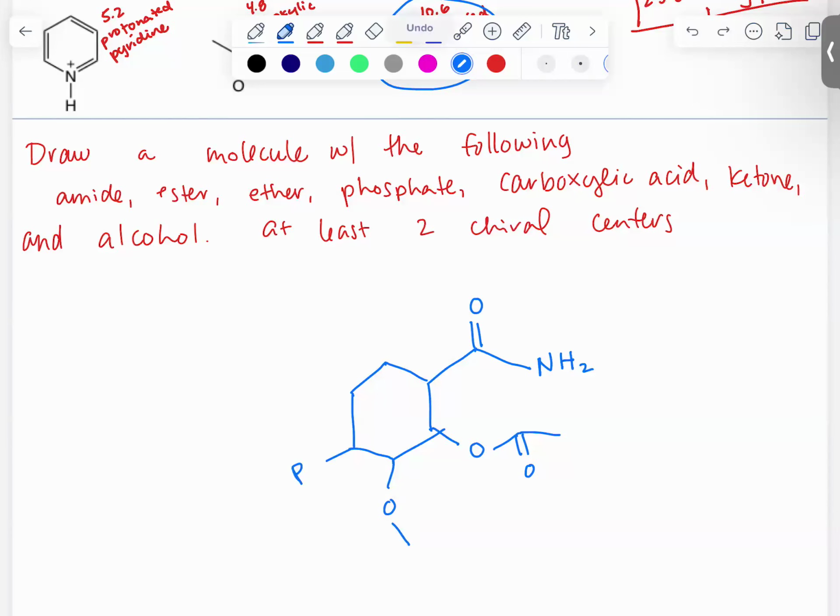Actually, skeletal structure means that all your hydrogens are implied. Phosphate group, carboxylic acid, an alcohol, and I need a ketone still.